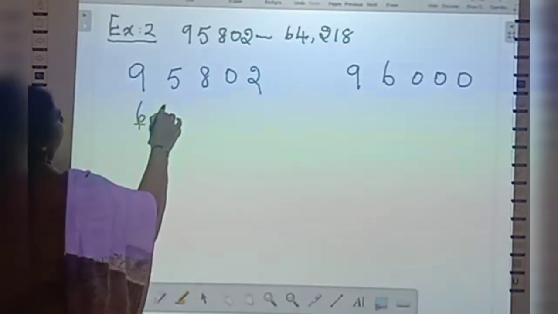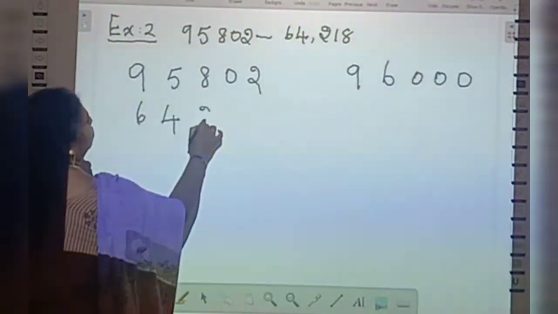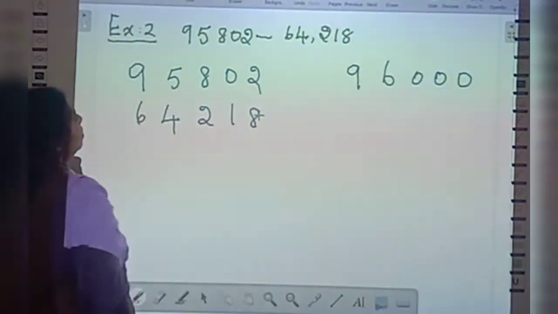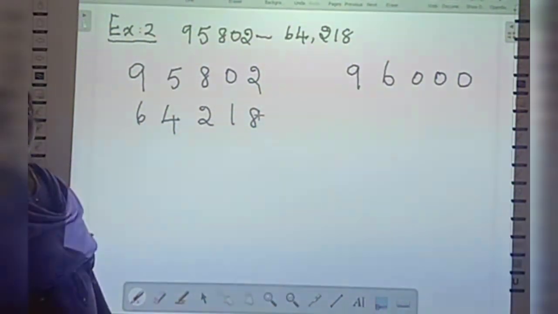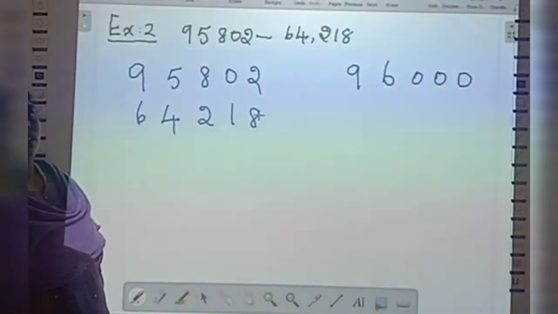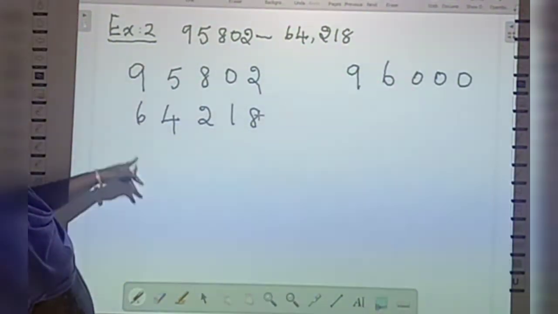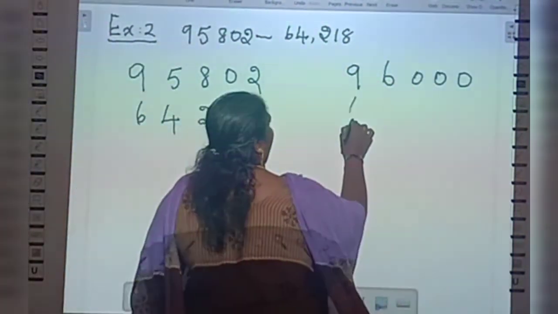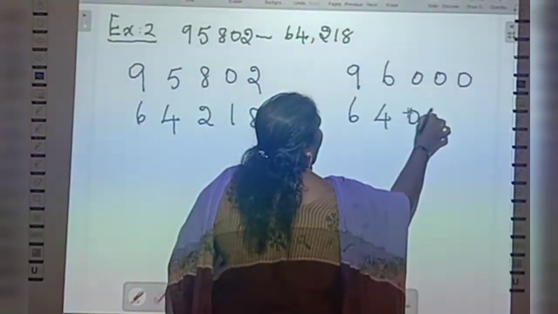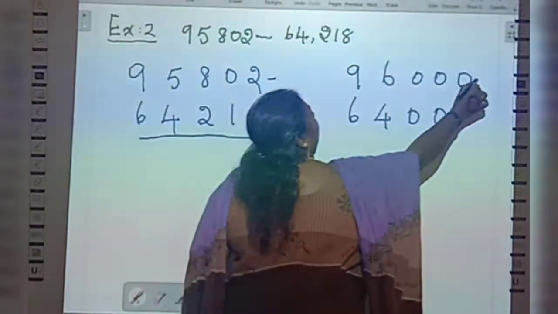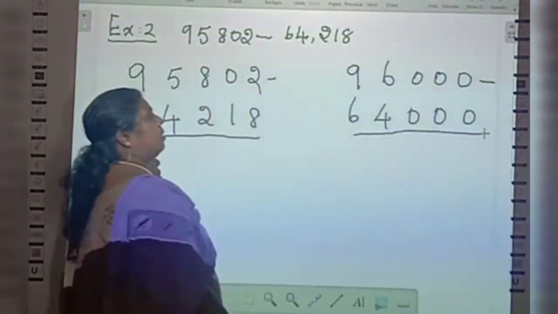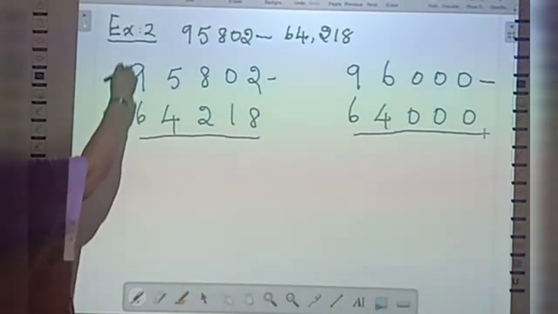Then 64,218. See here 4,218. The number is closer to 4,000 or 5,000. It is 4,000 only. So how much? 64,000. Yes. Now I have to subtract.